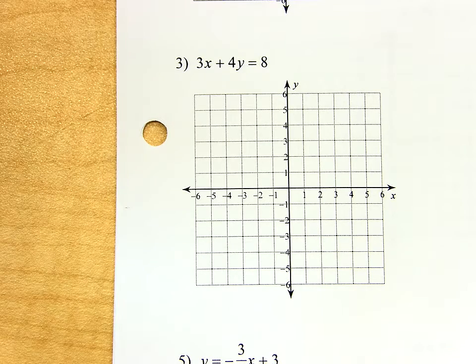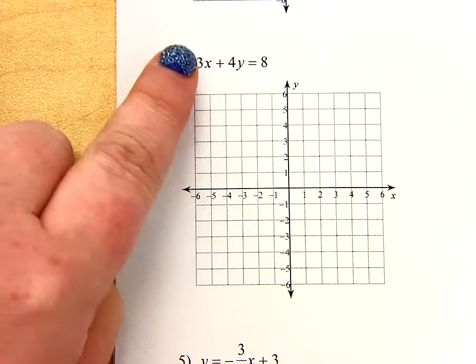All right, now when you hit one like number 3, it's a little bit different because they just give me this equation, I have to graph it. You have options. One option is to rewrite this into slope-intercept form, y equals mx plus b, or you can graph this by intercepts. Do you remember doing that?